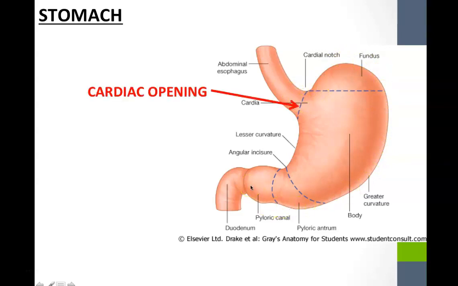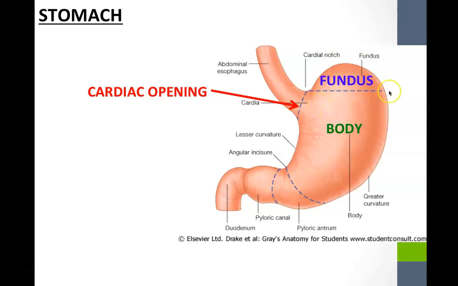So where the esophagus joins the stomach is called your cardiac opening, also known as your lower esophageal sphincter. And from this opening, if we were to draw a line across to the lateral side of the stomach, that would create this dome shape on top of the stomach. And anytime we see a dome portion on an organ, we call that the fundus. It just looks like so much fun. You just want to jump on there.